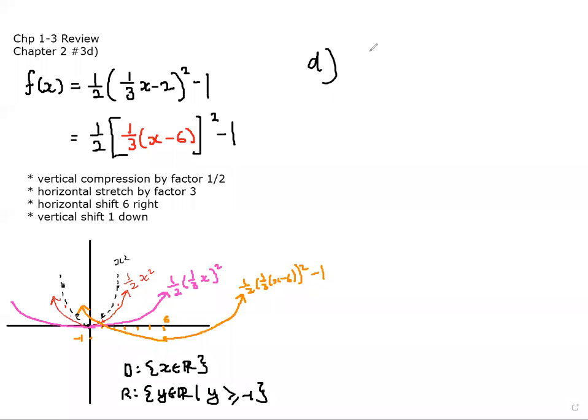Okay, this is by request a question from the chapter 1 to 3 review. This is chapter 2, number 3D, and it involves an inverse function. What I have in front of me on the left side is parts A, B, and C. Part A asks to sketch the transformations in the correct order and, with proper vocabulary, state them.